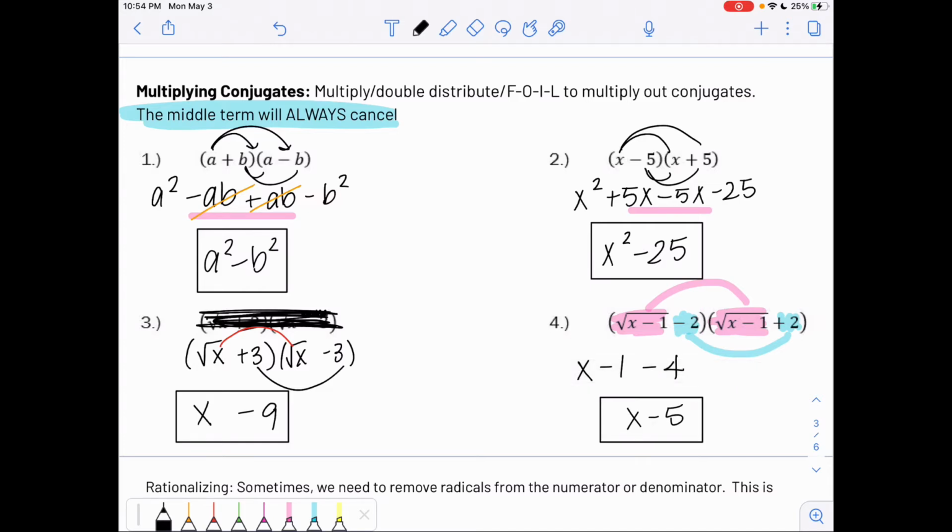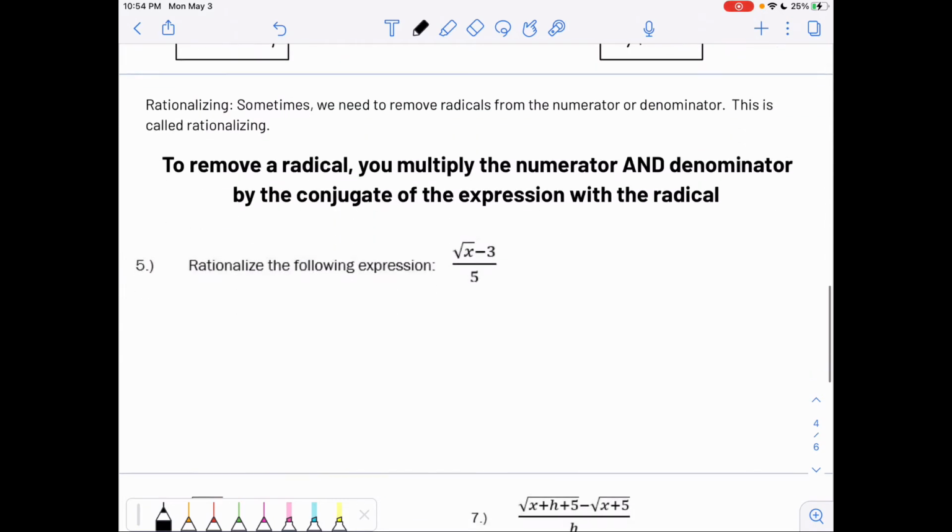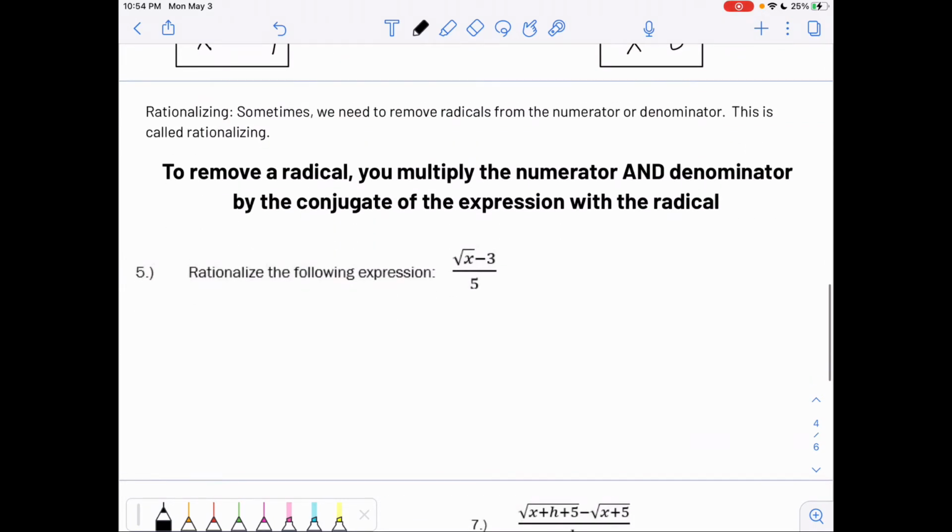All right, so next thing we have on here is rationalizing your numerator. Sometimes, depending on what the problem is, when you get to calculus, you will either have to rationalize the numerator or denominator. So we're going to talk about what rationalizing really means, which essentially is just removing the radicals from wherever they are.